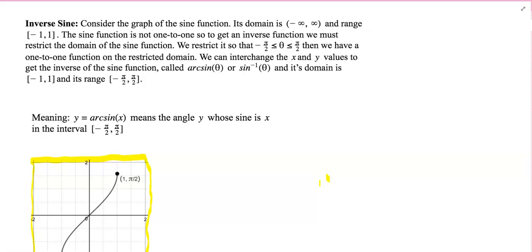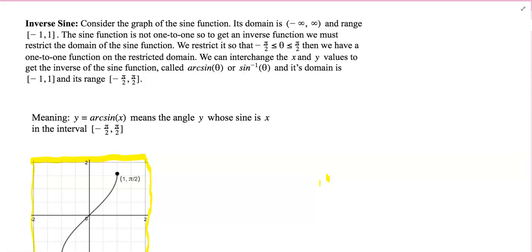Well, hello everyone. Today we'll talk about the inverse trigonometric functions, beginning with inverse sine. We consider the graph of the sine function. It has domain negative infinity to positive infinity and range -1 to +1 included. The sine function is not one-to-one, so to get an inverse function, we must restrict the domain of the sine function.